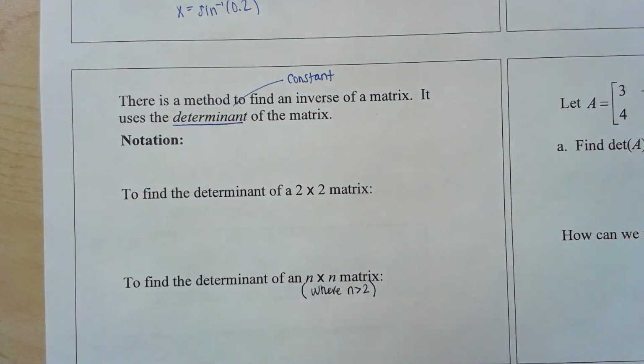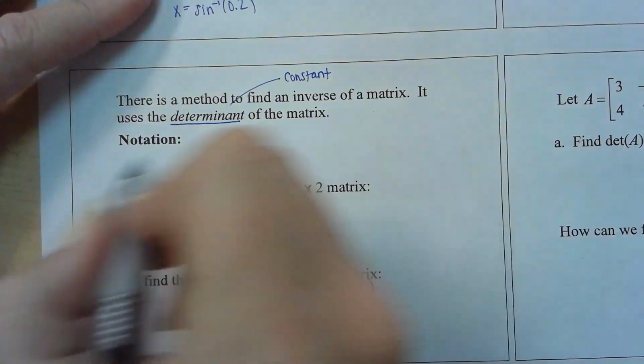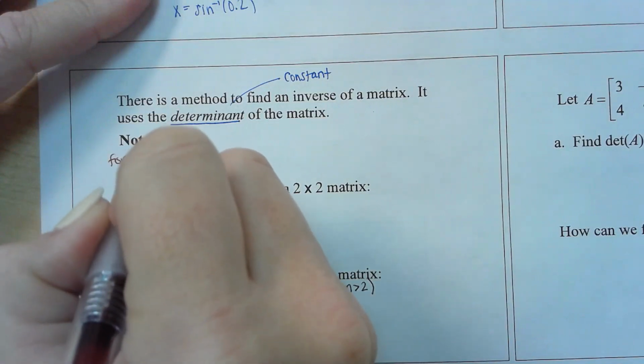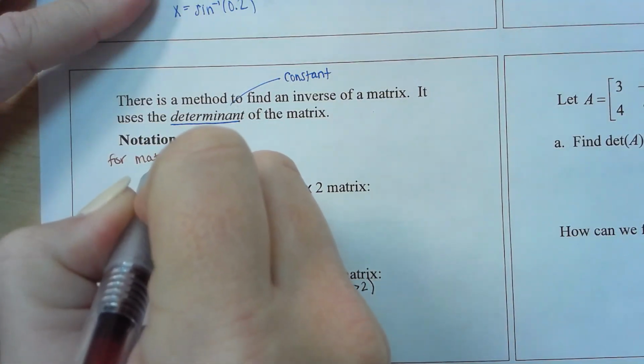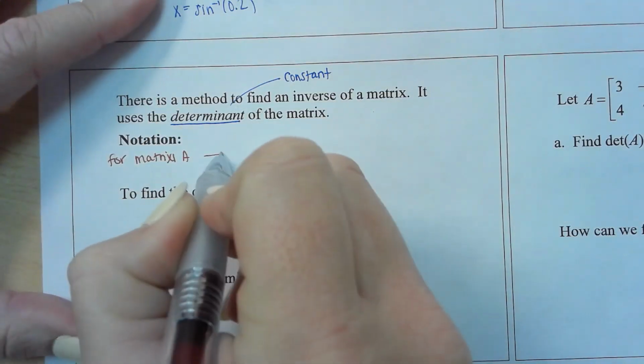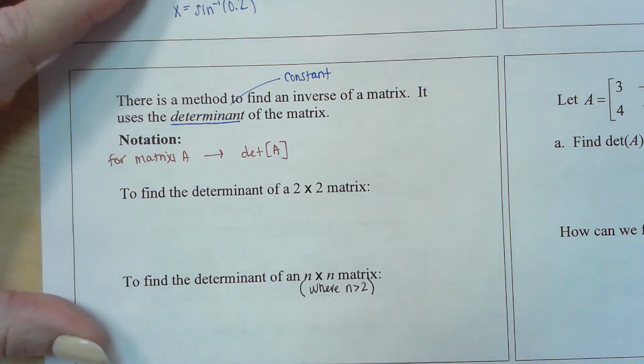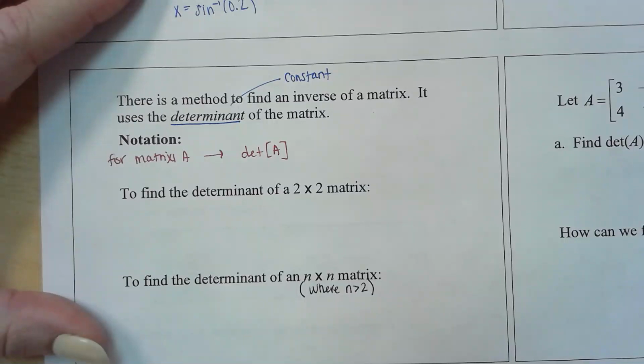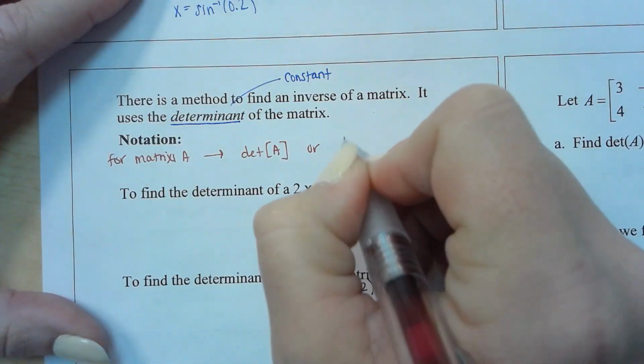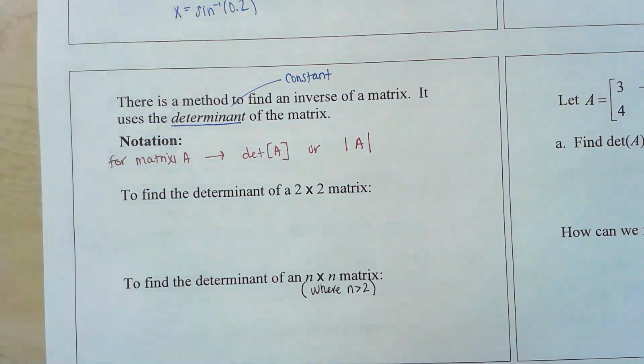Well, before I show you how to find it, let's talk about notation. For matrix A, we could either say det of matrix A, or we could put that in what looks like absolute value bars, but it doesn't mean the absolute value, it means the determinant, okay?